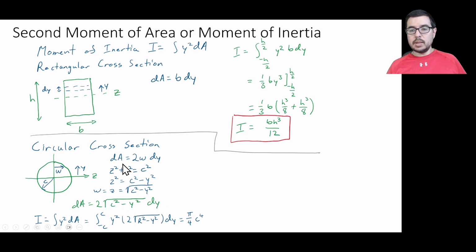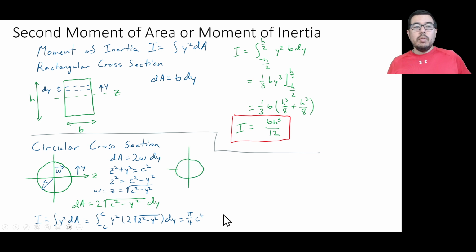So substituting this dA into the y squared dA, going back in here, this is what we get. We get y squared times this dA, and when you perform this math out, what you get is that the second moment of area is equal to pi over 4 c to the fourth.